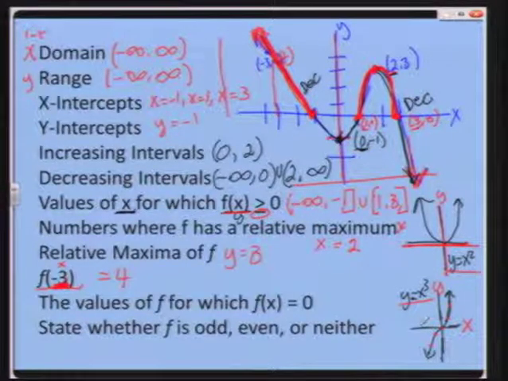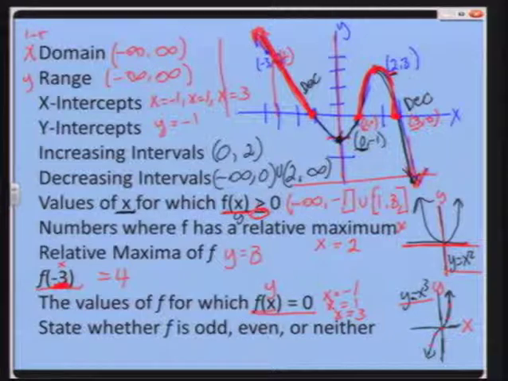Now we want the values for which f of x equals 0, or y equals 0. Well, that was included here because we had to talk about the equals here. And we said y was 0 at negative 1, 1, and 3. So when x is negative 1, x is 1, and x is 3, then our y equals 0.